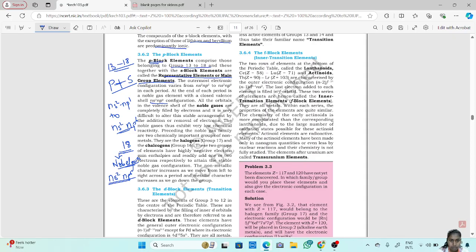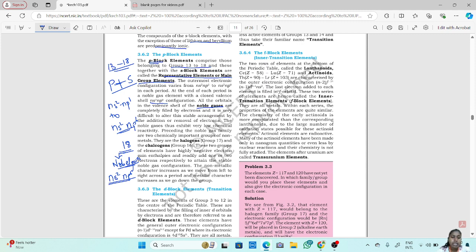configuration of ns2 np6. Now all the orbitals in the valence shell of the noble gases are completely filled by electrons, and it is very difficult to alter this stable arrangement by the addition or removal of electrons. So the valence shell of these noble gases is completely filled with electrons. Being completely filled makes it difficult to alter, because it is stable in its nature. So once it is stable, you can't make any changes to them, either by addition or removal of electrons.